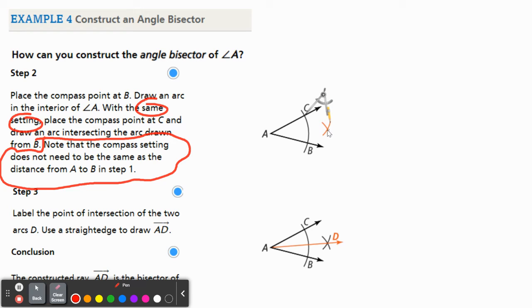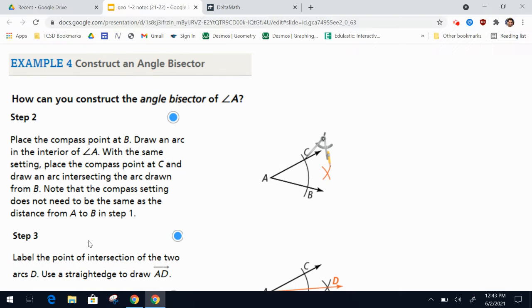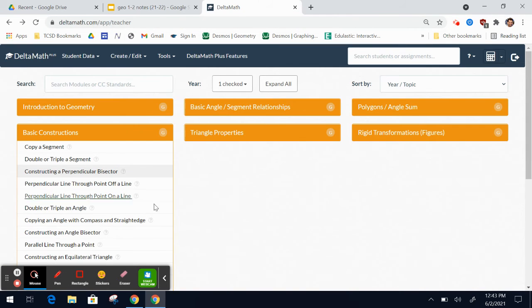Once you've done that, you have your second point and draw ray AD. And this ray bisects angle A, or angle CAB, into these two angles. And they're congruent. All right, so let's do it in Delta Math. Constructing an angle bisector. Here we go.